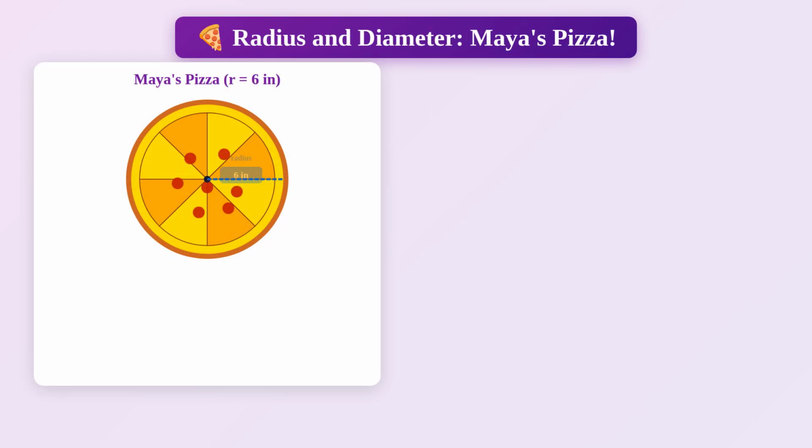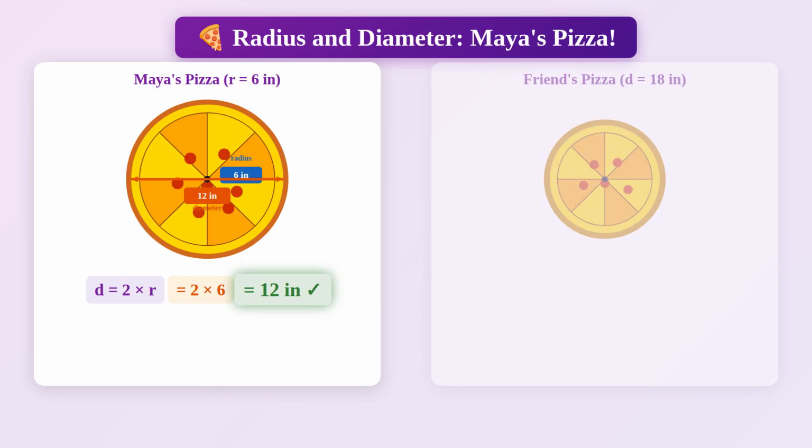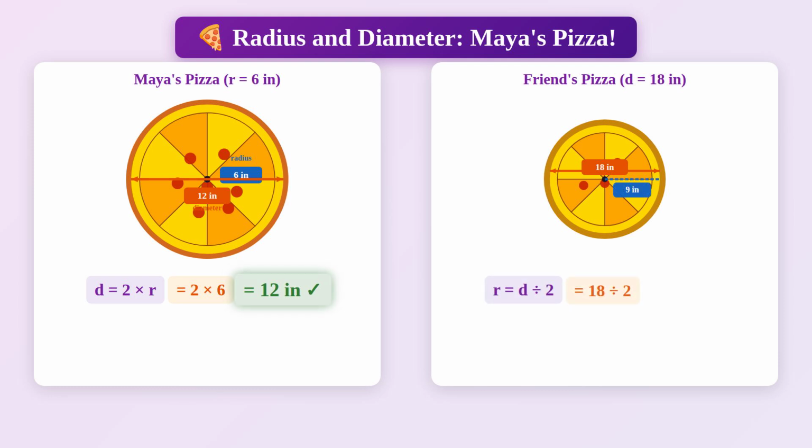Let's use Maya's actual pizza problem. Her pizza has a radius of 6 inches. That's the distance from the center to the crust edge. She wants to find the diameter. Using our formula, diameter equals 2 times the radius. So diameter equals 2 times 6, which equals 12 inches. That means the pizza stretches 12 full inches from one side of the crust to the other.